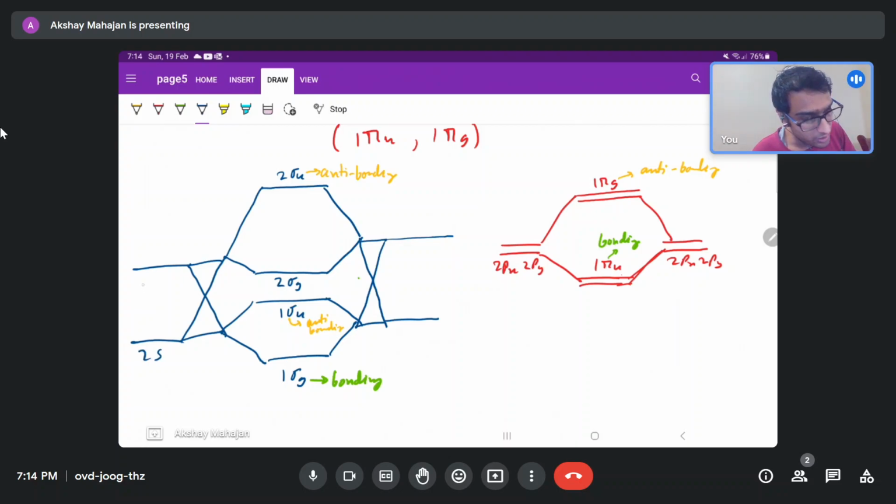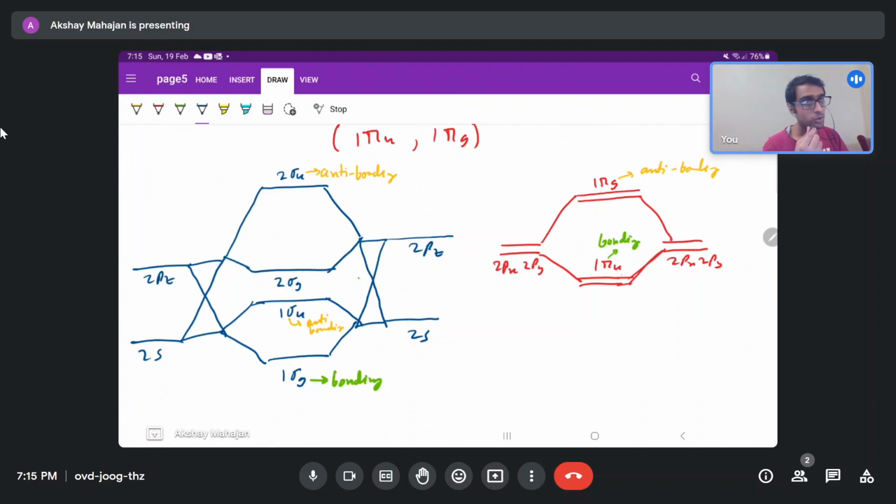This is your 2s, this is your 2pz. So these orbitals are formed by all of them, and this you should remember. They are formed by the linear combination of all these four orbitals, 2s and 2pz. So the main diagram will be like this, and this is how you form it for the oxygen molecule.